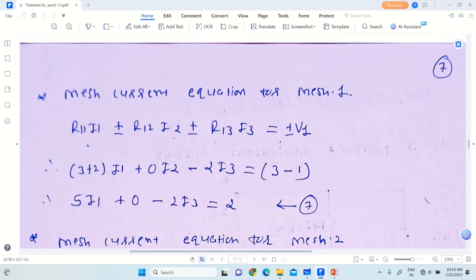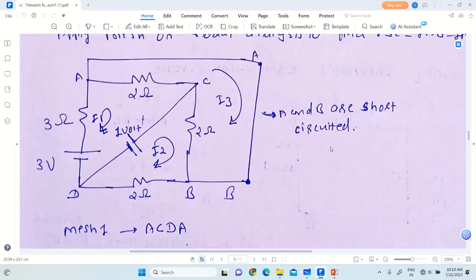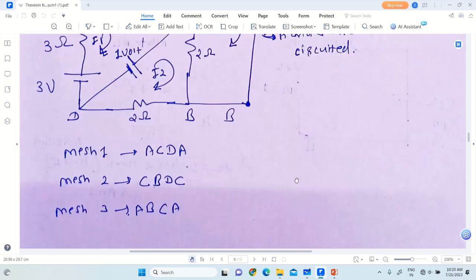It is equal to plus or minus V1, the algebraic addition of the voltages in the first mesh. So there is 3 volt and there is 1 volt. Again, if I consider only 3 volt and don't consider 1 volt, then this 3 volt will supply the current in a clockwise direction from positive to A to C, C to D, D to negative. It means in clockwise direction, and the direction of I1 is also clockwise. So both the directions are same. That's why we put positive sign for 3 volt.